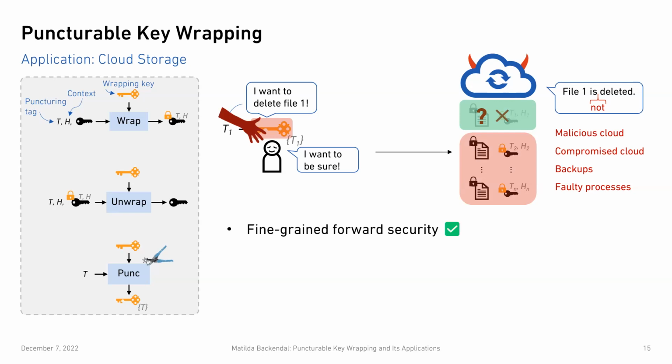So in conclusion, we get fine-grained forward security without the need for key rotation or rewrapping. And there's nothing specific about this example of cloud storage. Functional key wrapping can be used in any place where key wrapping or key encryption is currently being used.